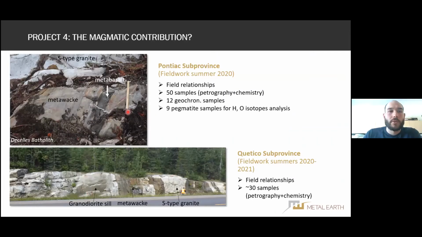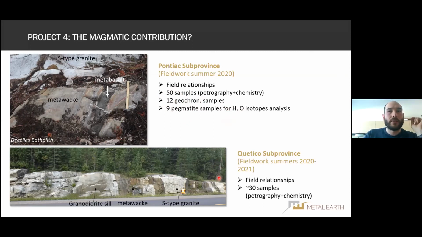So just to give you an idea, we were able to go on the field last year. We went in the Pontiac for a couple of days or weeks, so we have nice field relationships. This is an example within the Dussel batholiths where you have a nice enclave of the Pontiac metawakis. This is an S-type granite. We were able to sample more than 12 geochron samples, but also pegmatite for stable isotopes analysis.